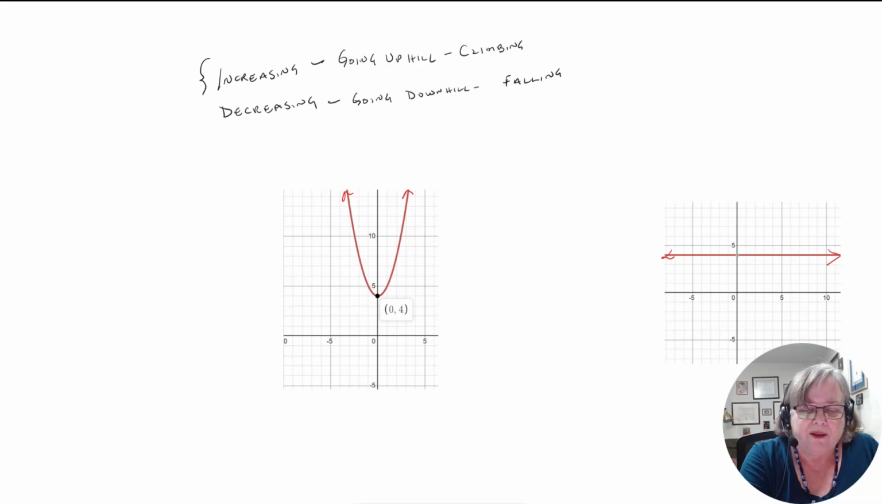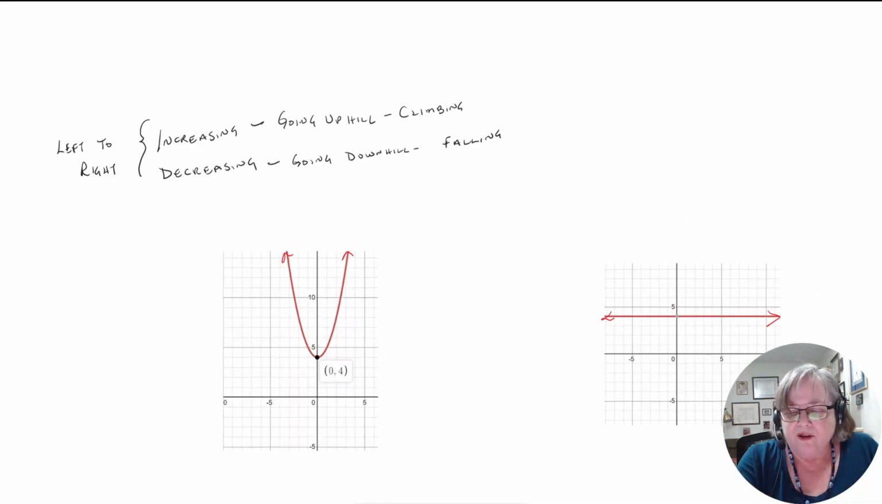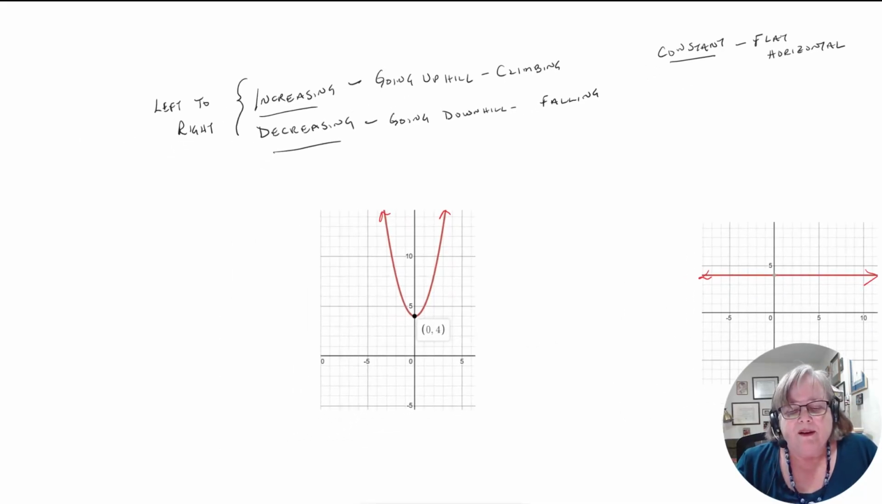But we always read these left to right. All right. Now, so increasing is where it's going uphill, decreasing where it's going downhill, and constant would be where it looks like it's flat or horizontal. All right, so look at this one. And when you do these intervals, you always use x values.